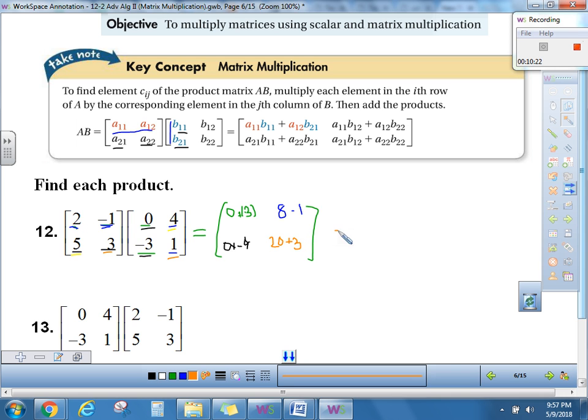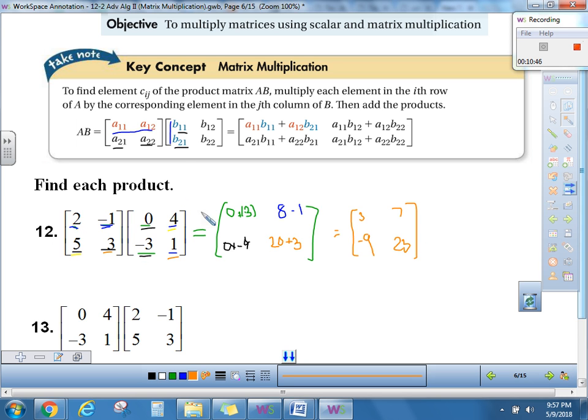And then we just simplify all that addition. So this first one, 0 plus 3, is going to give me 3. 8 minus 1 gives me 7. 0 minus 9 gives me negative 9. And 20 plus 3 is 23. And that's our matrix multiplication.